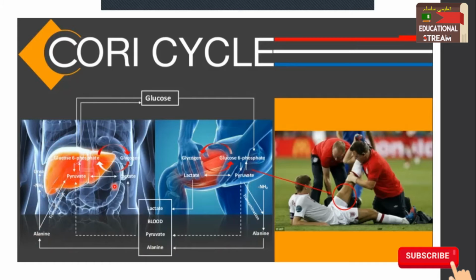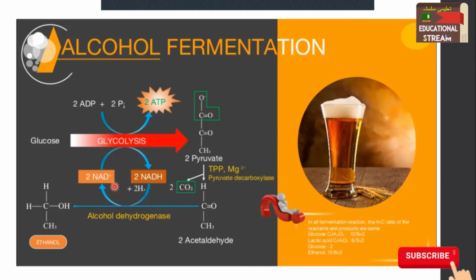I'm just refreshing your memories of biochemistry. Next is alcoholic fermentation, and there's another product which is formed by fermentation, that is alcohol. So glucose after glycolysis is converted into pyruvate, providing ATP. That pyruvate, with the enzyme pyruvate decarboxylase, using thiamine pyrophosphate, which is vitamin B1, and magnesium as its cofactors, is converted into acetaldehyde, and carbon dioxide is removed from the pyruvate in this process. That acetaldehyde is converted by the alcohol dehydrogenase enzyme with the use of NADH and 2 hydrogens into ethanol. So this is alcoholic fermentation, in which glucose forms alcohol or ethanol.